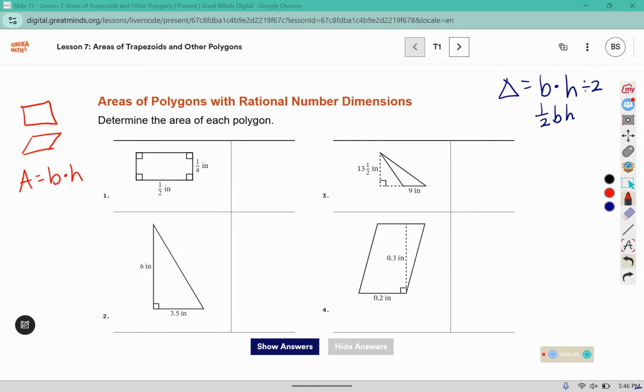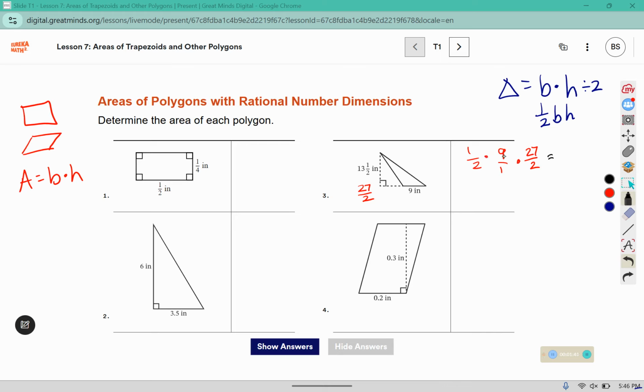Let's look at number 3 together. 13 and 1/2. I can change that into an improper fraction by multiplying the whole number and the denominator. 13 times 2 is 26, and then I add the numerator. So 26 plus 1 is 27/2. So now in this formula, I have 1/2 times the base, which is 9, or 9/1, times the height, which is 27/2. Then I can multiply.